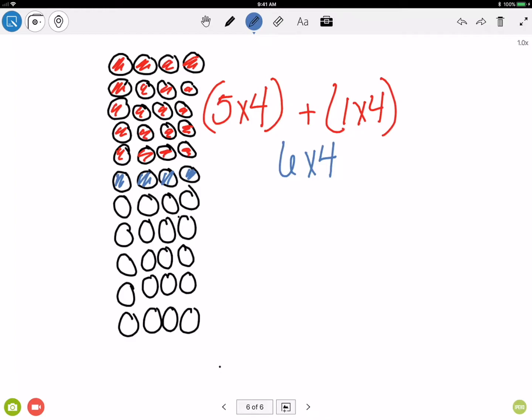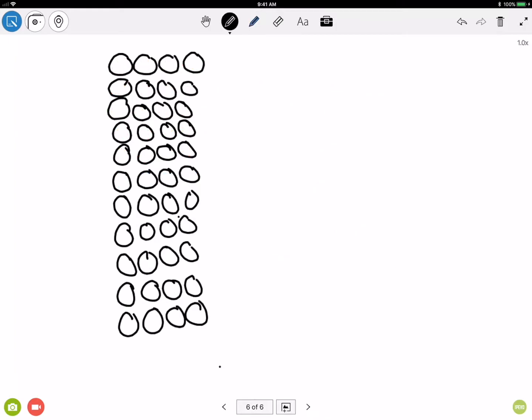So this would be 6 times 4. We know 5 times 4 is 20. And we know 1 times 4 is 4. So 20 plus 4 is 24. I'm hoping that this is something that you're remembering because we did it before, but let's try it again. So let's try another problem.